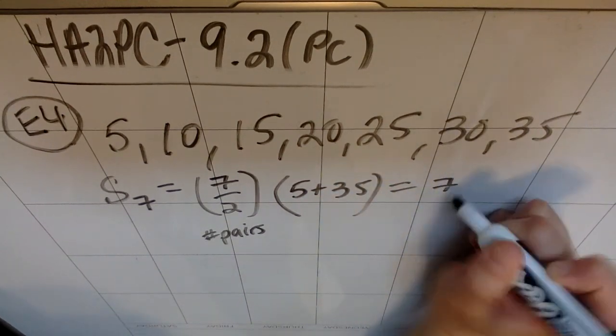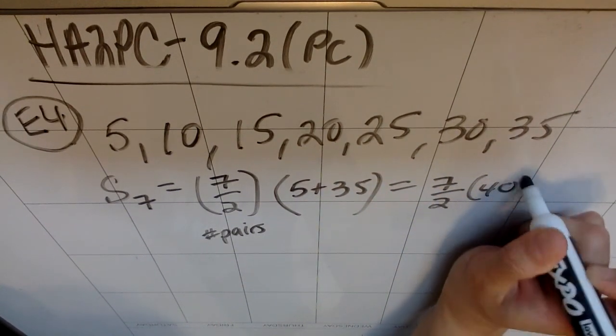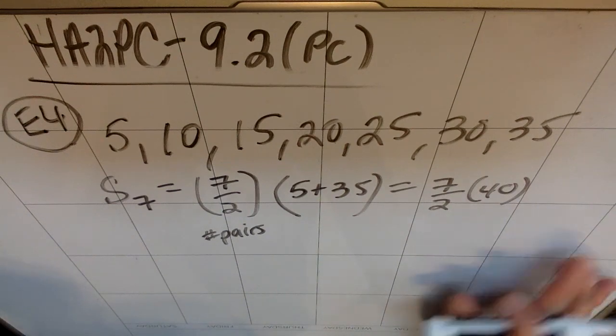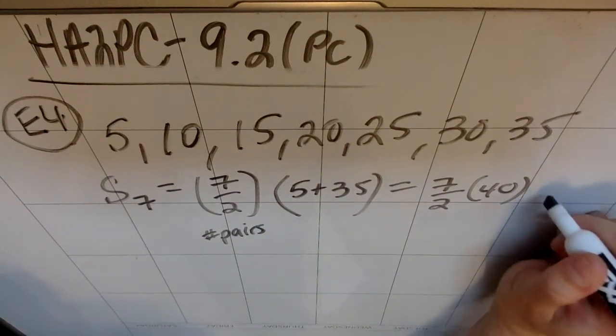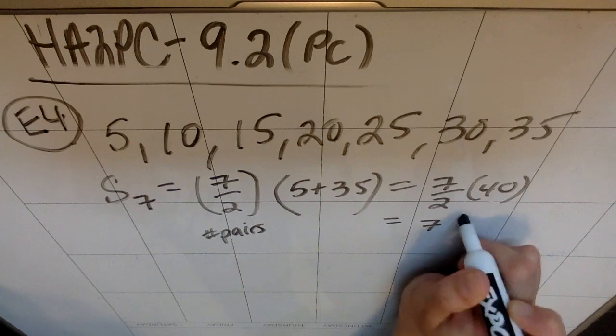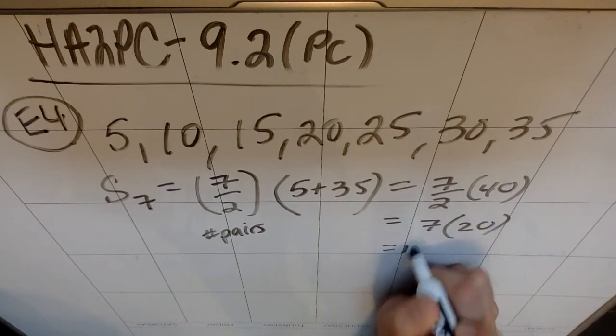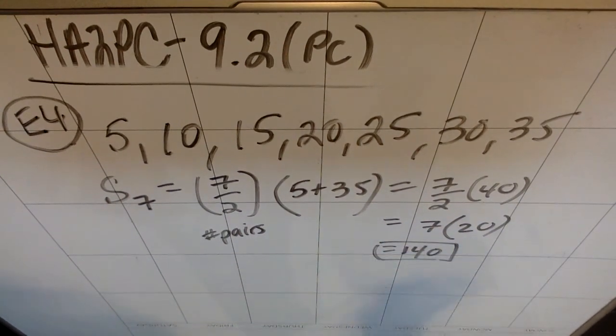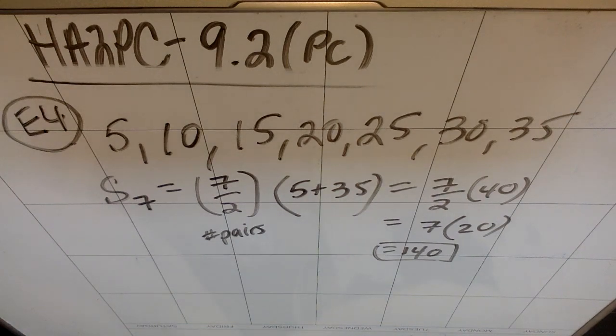So I'm going to get that this is 7 halves times 40, right? And you might be panicking about the decimal, but if I were you, I would divide the 40 by 2 and make this 7 times 20, and I get that it's 140. Now, could you totally have just sat here and added to get 140? Absolutely, you could have, and it would have been fine.